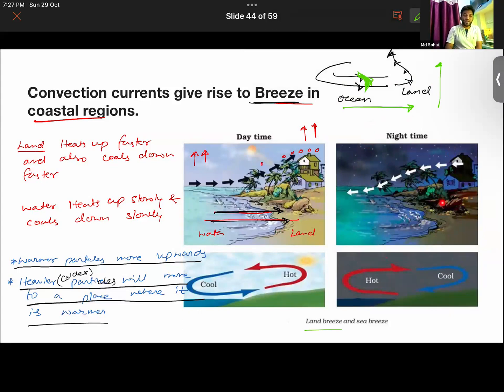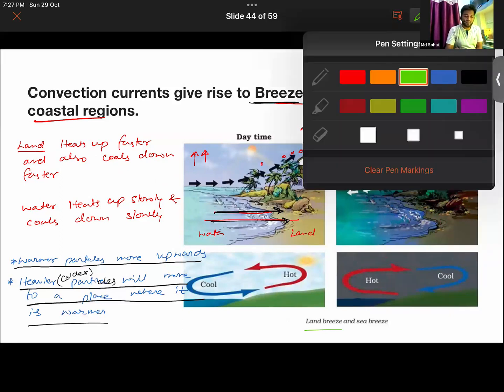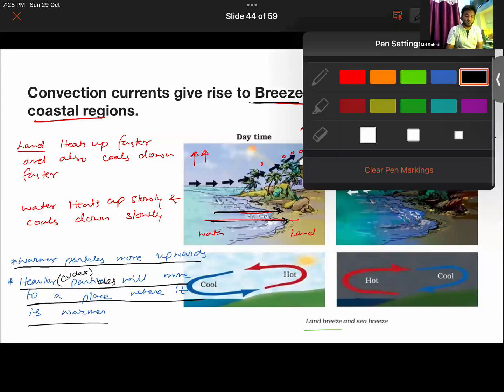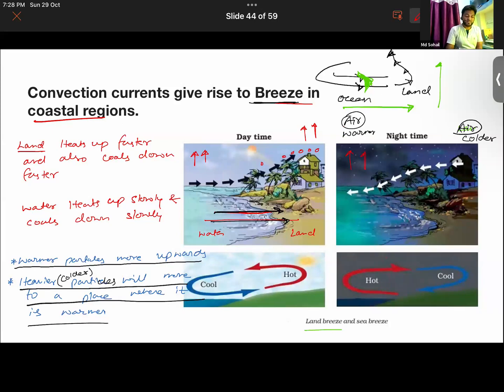So during the night time, what happens? As we know, land heats up faster, but it also cools down faster. So during the night time, land is colder, so the air above the land is colder now, right, Tehsin? While water heats up slowly and cools down also slowly. So since it cools down slowly, it is still warmer during the night time also. So here air is warmer, right? So warmer air, as we all know, will rise up now, right?